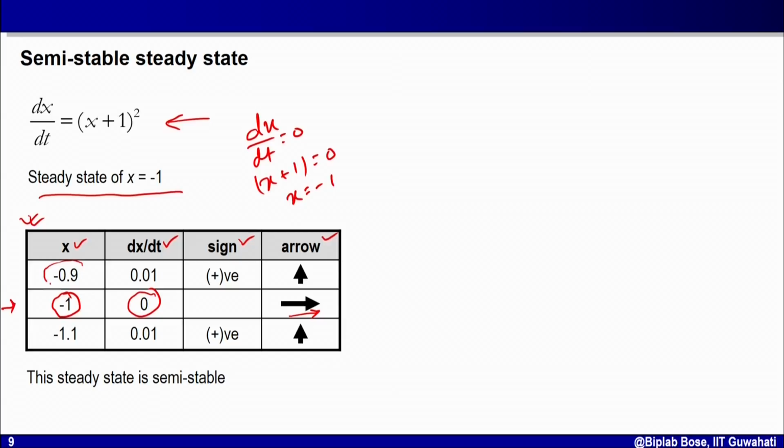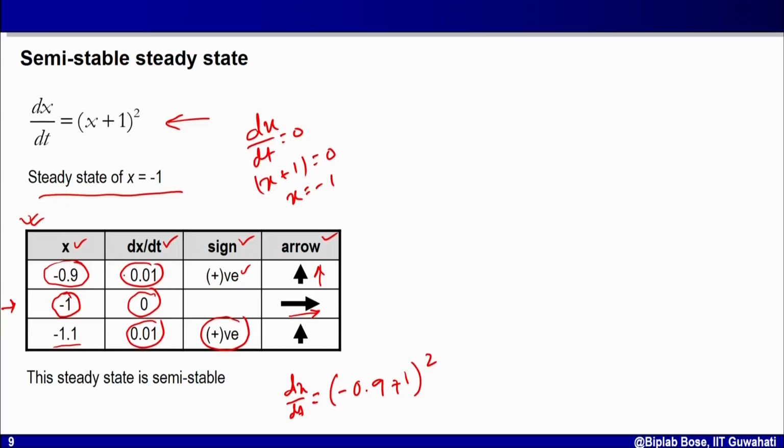So I have taken minus 0.9, and you can easily calculate. So dx dt is equal to (minus 0.9 plus 1) whole squared. So the value is 0.01, and obviously the sign will be positive because you have a square term. So you have a positive sign, so I can put the arrow representing up. Whereas if I take minus 1.1, a slightly lower value than x equal to minus 1, although the value of x is minus 1.1, as we have the (x plus 1) squared term, what we will get? We will get a positive value.